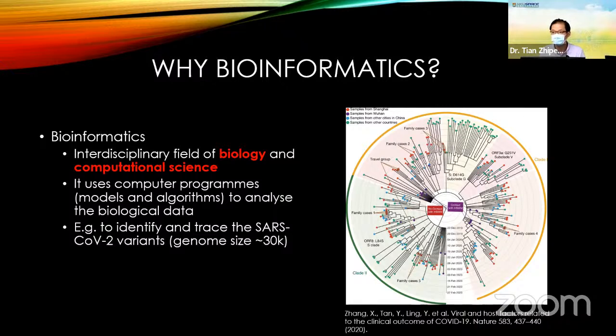Here I took a very well-known example, which is COVID. We know the virus of COVID is SARS-CoV-2, and it has many variations. I think we all heard of Alpha, Beta, and nowadays Omicron, and then BA1, BA2, BA4, BA5, and so on.